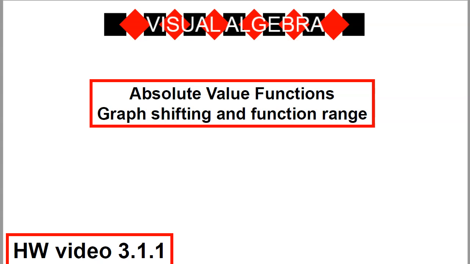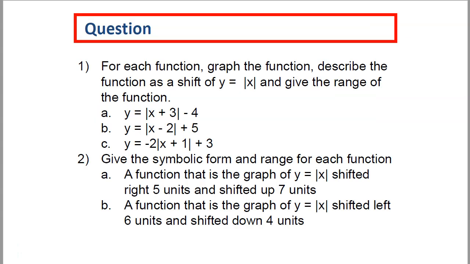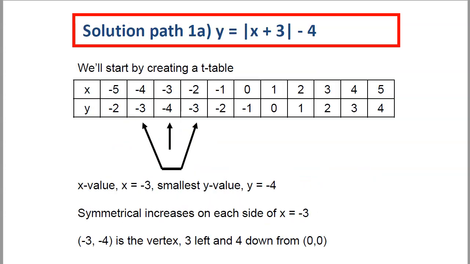In this video, we'll look at graph shifting and function ranges for some absolute value functions. Our question is two parts. First, we'll describe some absolute value functions as shifts of the basic absolute value function and give the range of our functions. And then, given some criteria, we'll give the symbolic form and range of some absolute value functions.